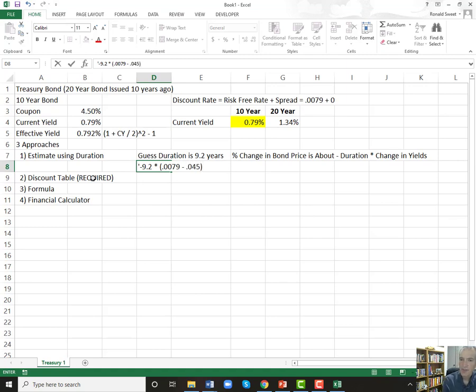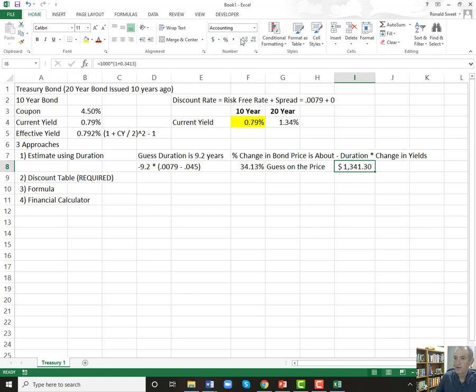That's going to give us what we think this bond price is going to be. So it's going to be much higher today, but how much higher? Let's actually do the math. Minus 9.2 times 0.0079 minus 0.045. And we think that bond price should be 34% higher. So what's my guess on the price? Well, it's going to be $1,000 times 1 plus 0.3413. My guess is this bond's going to be trading somewhere around $1,341.